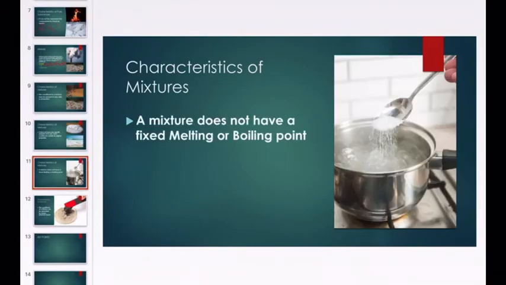A mixture does not have a fixed melting or boiling point. Now, water boils at 100 degrees Celsius. When you add salt to it, of course, the boiling point will increase from 100 degrees to some other temperature. And that will increase even more if you add more salt. Suppose you add 1 spoon of salt, it will boil at a certain temperature. But if you add 5 spoons of salt, it will require an even higher temperature to start boiling.